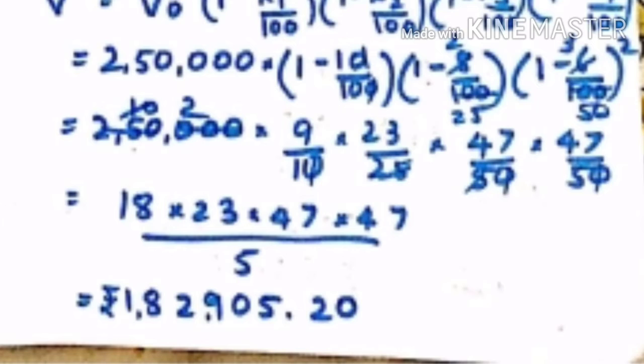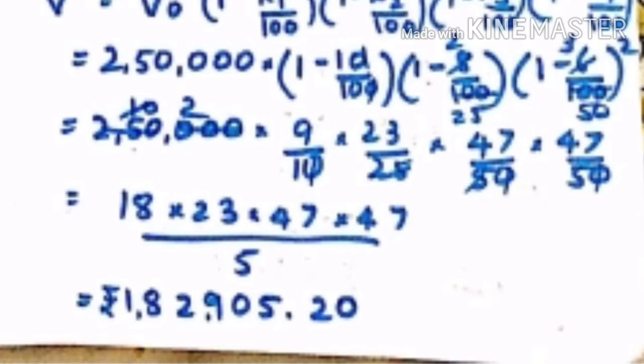So 10 minus 1 is 9 by 10, 25 minus 2 is 23 by 25, and 50 minus 3 is 47 by 50 into (47 by 50) two times. Why? Because you can see I kept the square on the bracket because it comes 2 times. Now whatever we can cancel, you can see 3 zeros get cancelled in the denominator. By 5 I take cancellation also, and by 25 also.